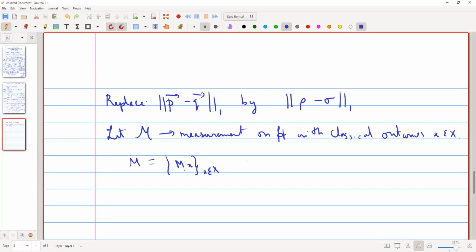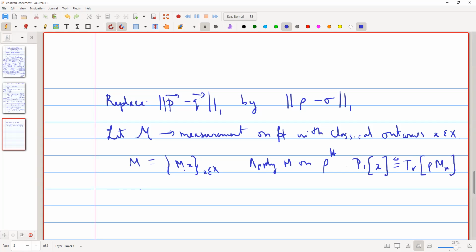And let us say I apply M on a density matrix rho in the Hilbert space H. Then I will say that the probability of observing the outcome X is trace of rho Mx. We saw how measurement operators are described.